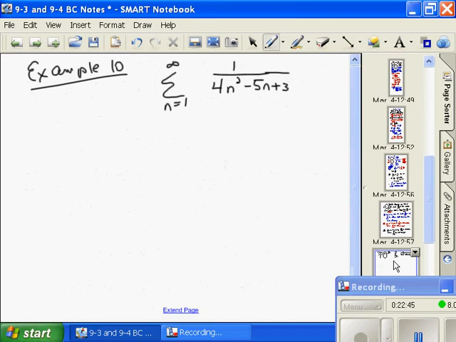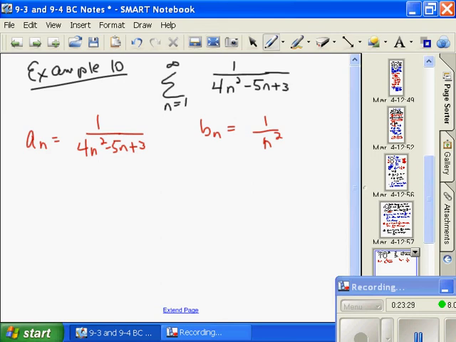Okay, so let's look at example 10. I am given the summation of 1 over 4n squared minus 5n plus 3. I'm going to let that be my a sub n. Now I'm going to pick my b sub n to be something such that when I divide these two fractions, I want to try and get the same degree in the numerator and denominator. So I'm going to let b sub n be 1 over n squared.